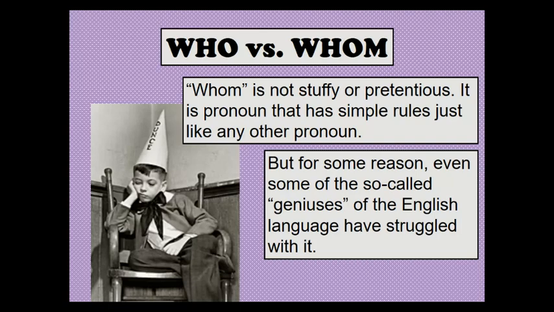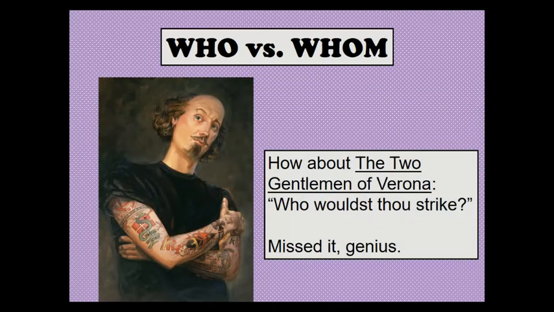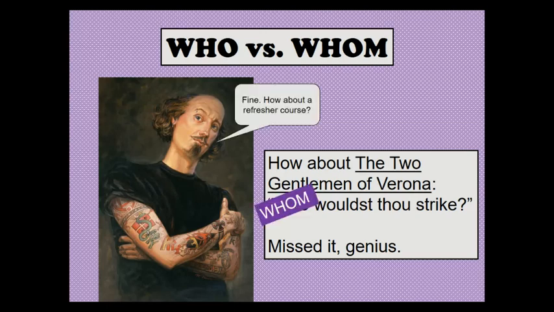Even our English geniuses don't always use it correctly. For example, William Shakespeare didn't always use it correctly. In a quote from Two Gentlemen of Verona, he has this line which says, "Who wouldst thou strike?" which is completely wrong. It should be, "Whom wouldst thou strike?" And so there are lots of misconceptions and mistakes out there.